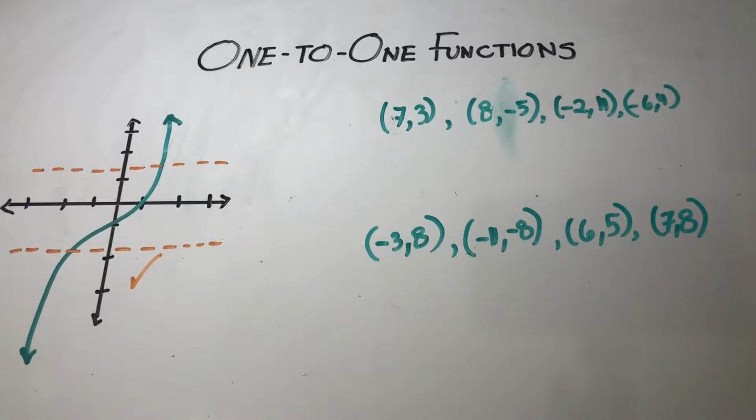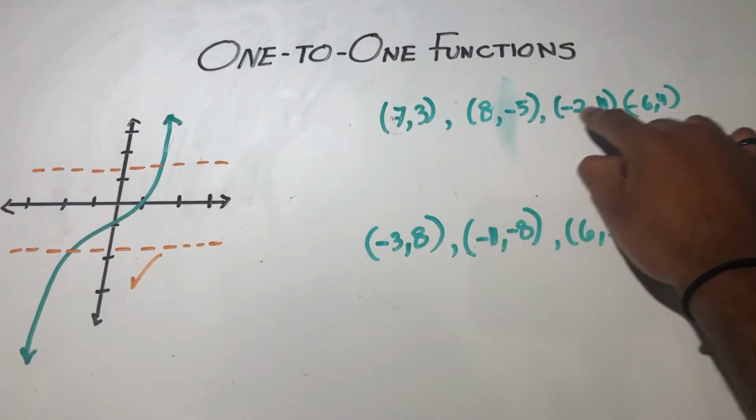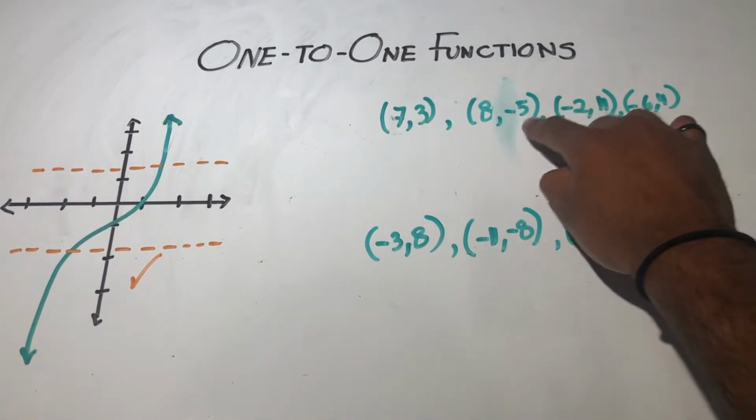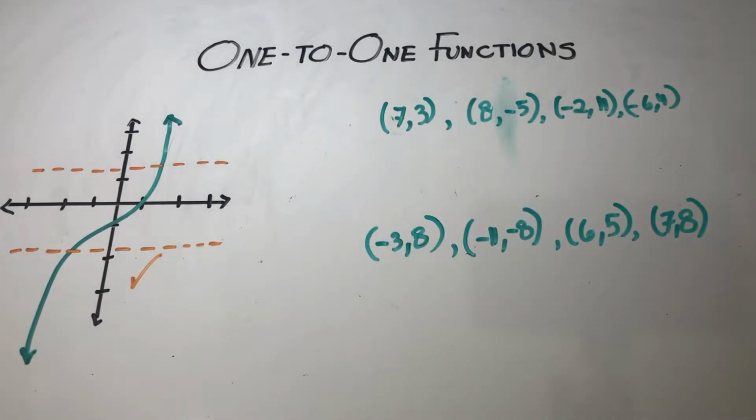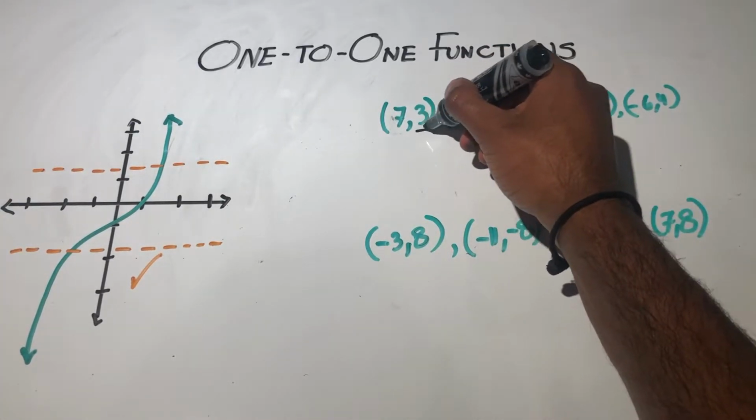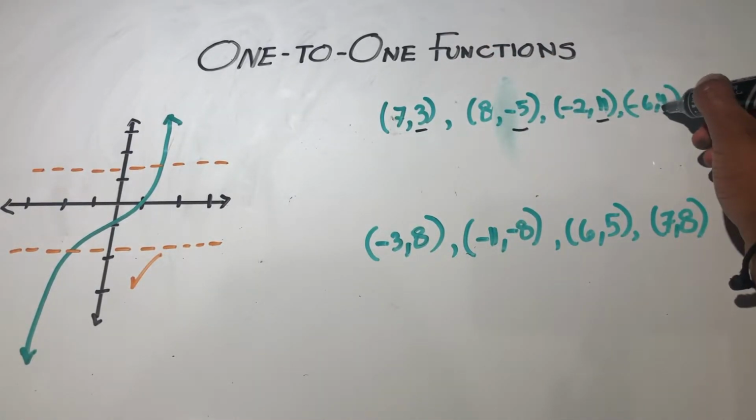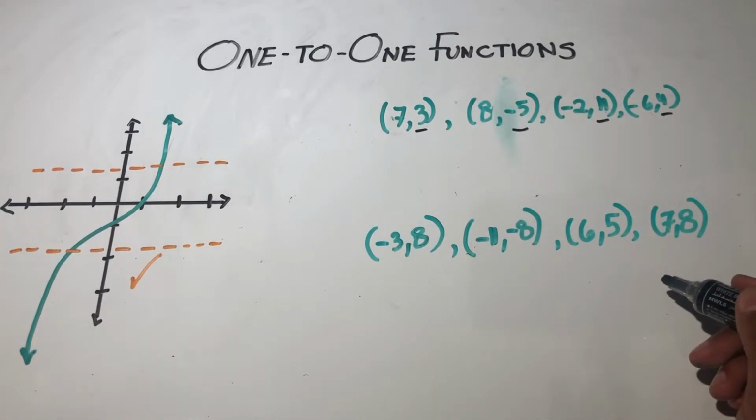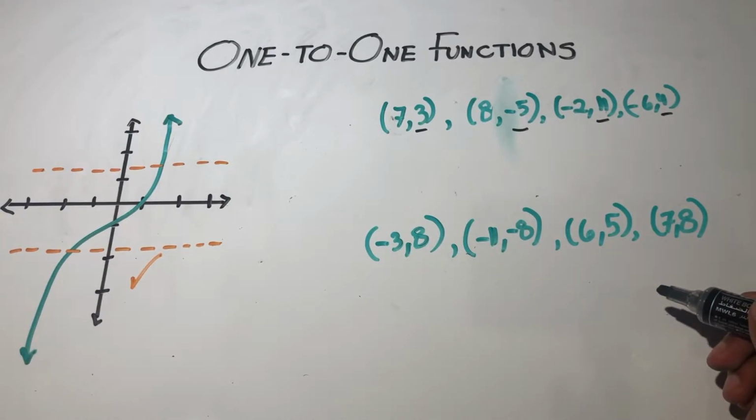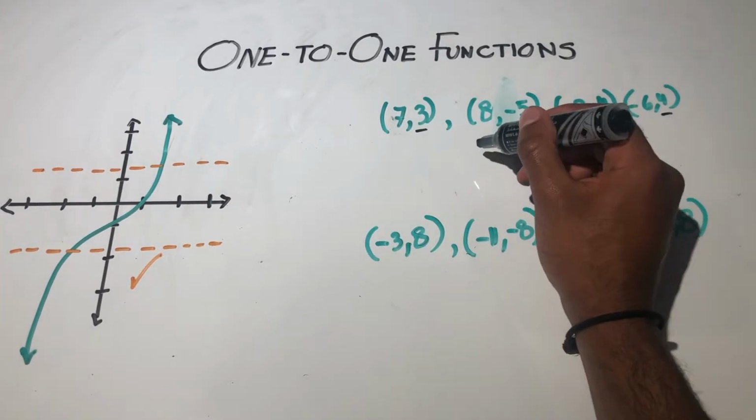Now we're asked to determine whether the top function is one-to-one. A function is one-to-one if the y values in the ordered pairs are unique, which means that none of the numbers are repeated. As you can see in the top function, we have 3, -5, 11, and 4. Since all the y values are unique, we can say that the function f is a one-to-one function, and therefore it must have an inverse.